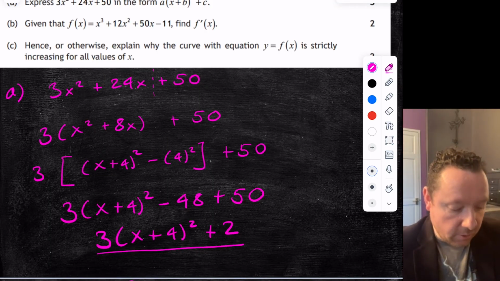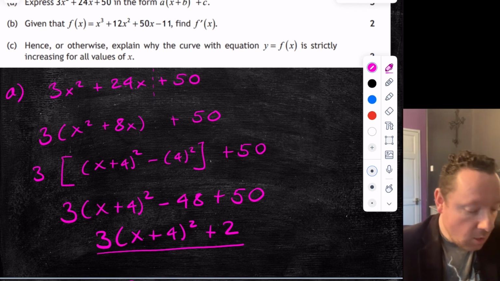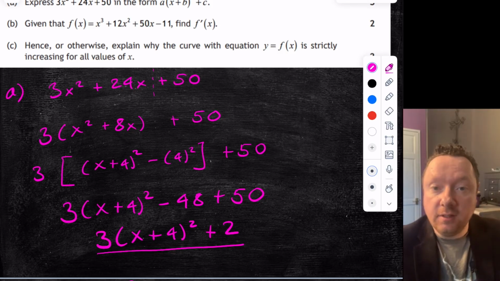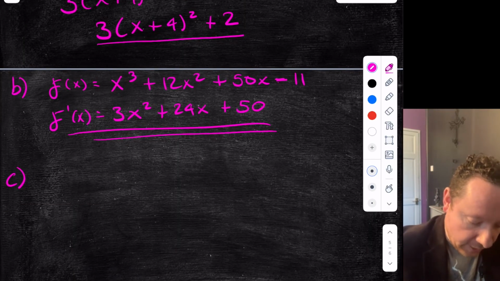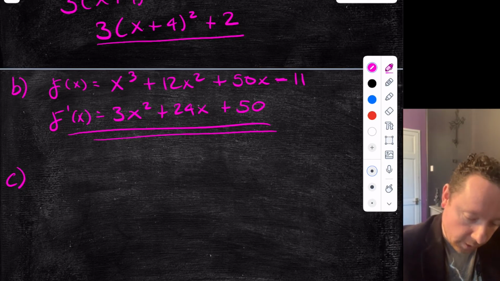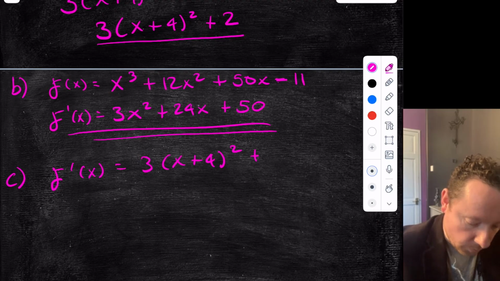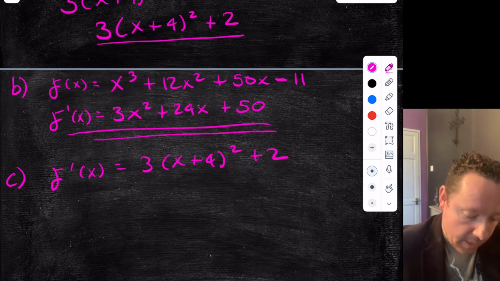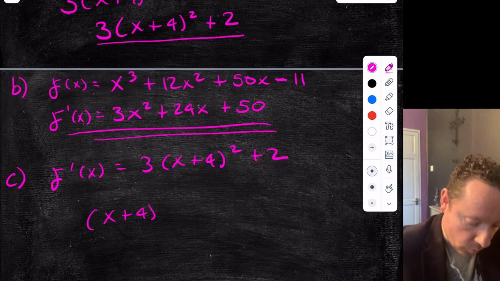Question C says, hence explain why the curve with equation y equals f of x is strictly increasing for all values of x. So all we need to do is check, is the derivative greater than 0 for all values of x? Well, the derivative is 3x squared plus 24x plus 50, but that's the same as 3 times x plus 4 squared plus 2. Now, we know that x plus 4 squared, if we just take that bit out, is always greater than or equal to 0 for all x.